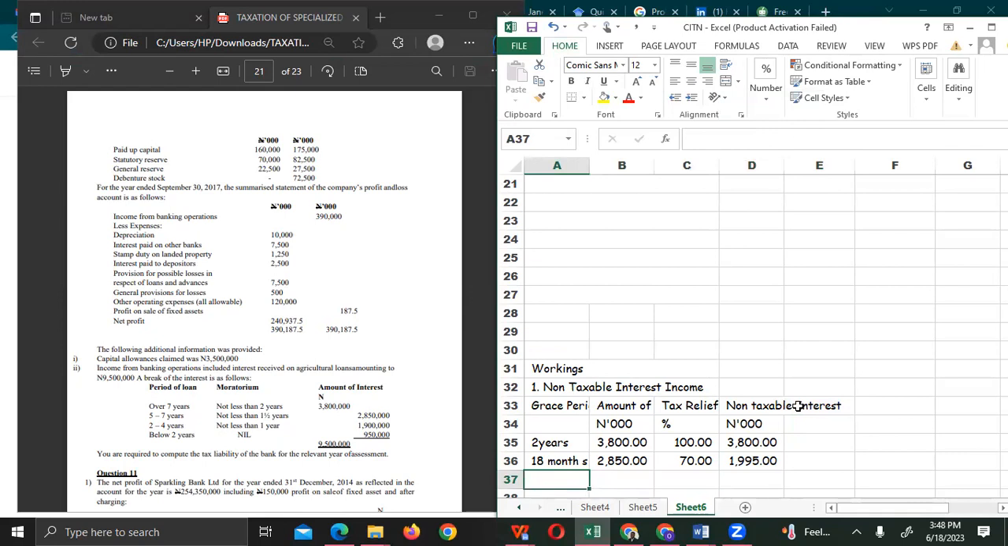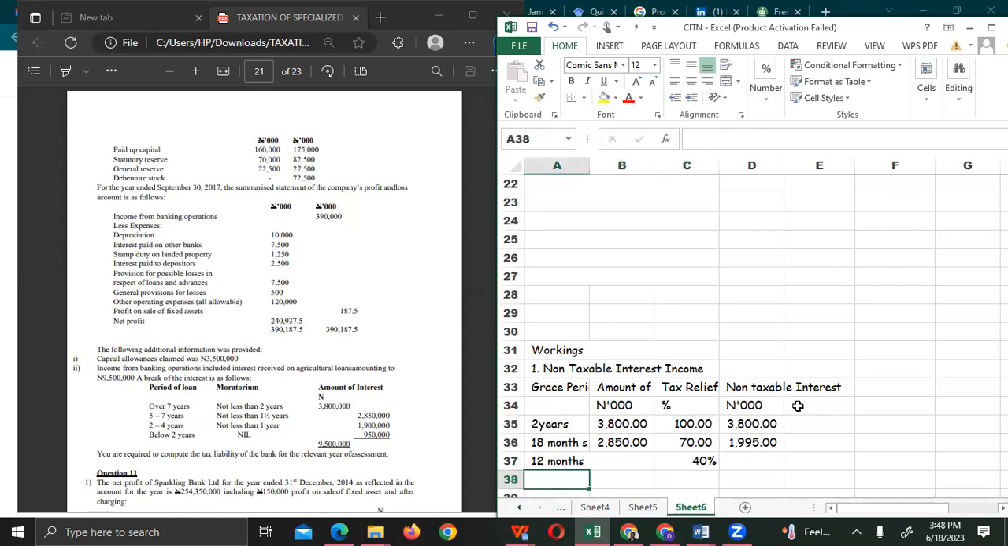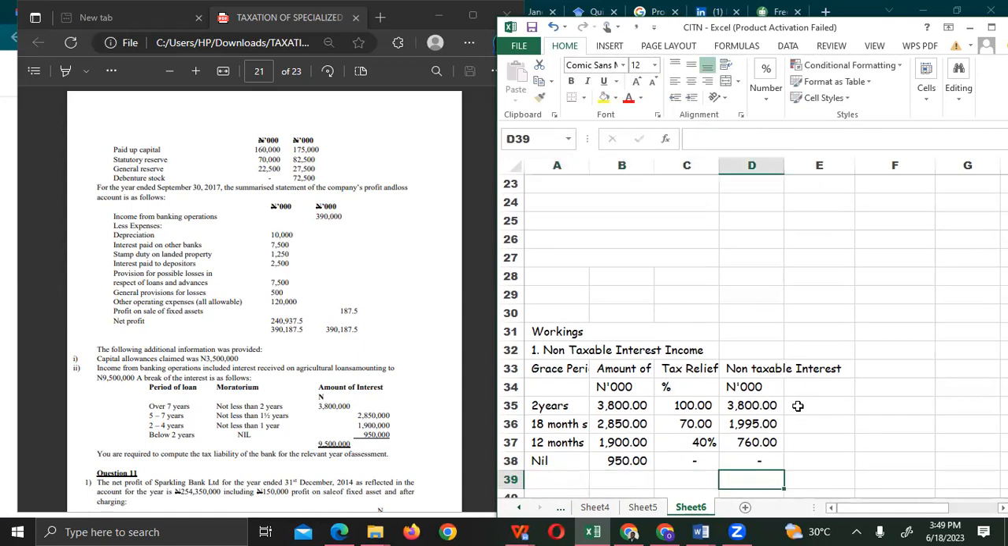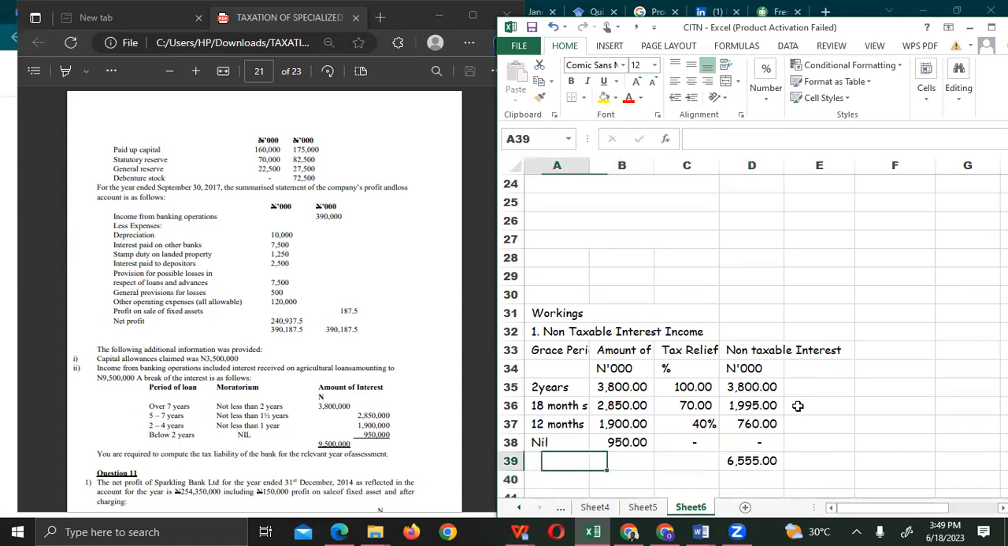So, where did you stop? I was explaining that you will need 18 months, right? But for a 1-year moratorium, that's 12 months. The relief rate is 40%, right? The amount is how much? 1,900. So you would have this times this. And for below 12 months or nil, we have 950, here it's zero. So you have this times this, which is obviously zero. So when you total it, you have 6,555. That's non-taxable income.